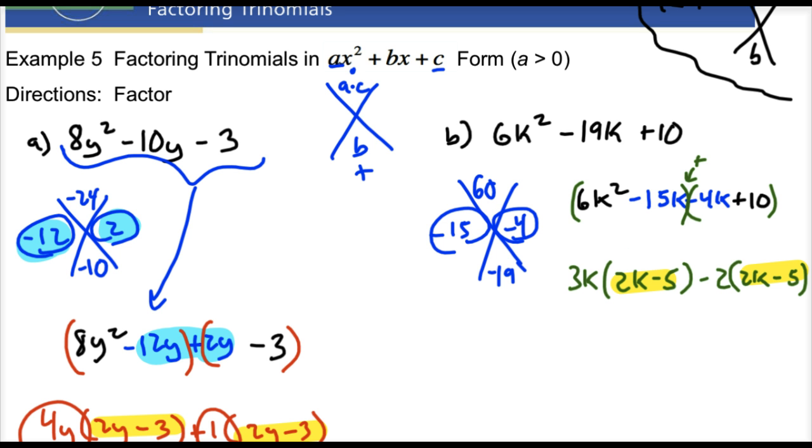All right, so notice that both of these guys are the same. So since those are the same, I can go ahead and factor that guy out now. So I can factor out 2k minus 5. And what goes back inside? Well, it's what's left. So it's 3k minus 2. And there it is.